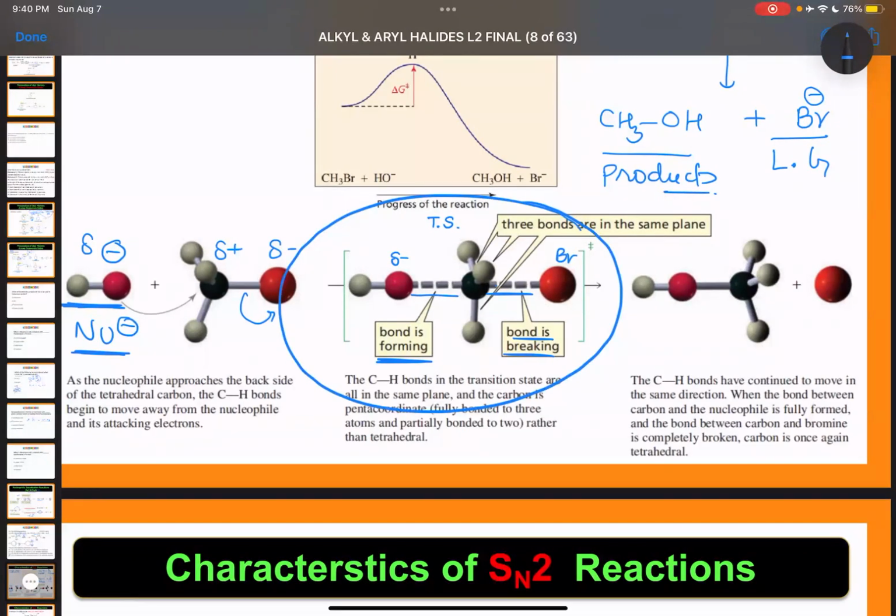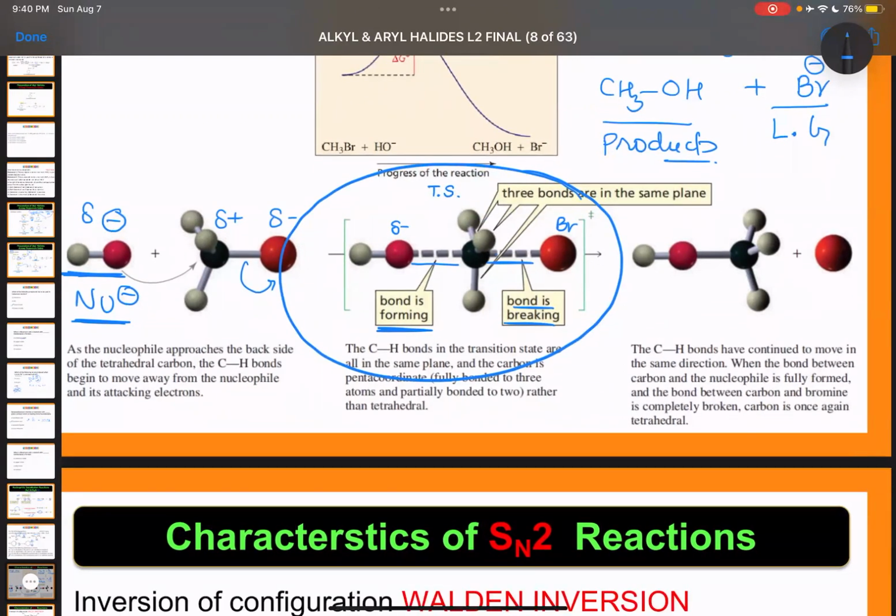And what happened to the groups which were not participating in the reaction? Remember, there were three hydrogens, CH3. They were not part of the reaction. They were neither part of the nucleophile nor part of the leaving group, they just remain on the carbon before and after the reaction. So actually what happens is, so carbon, on this side you have a leaving group.